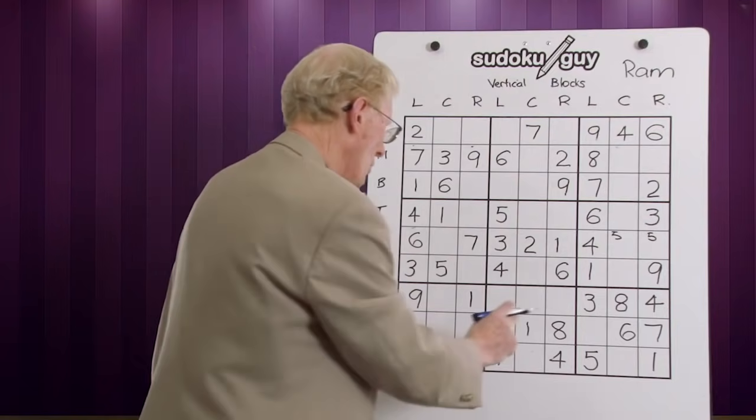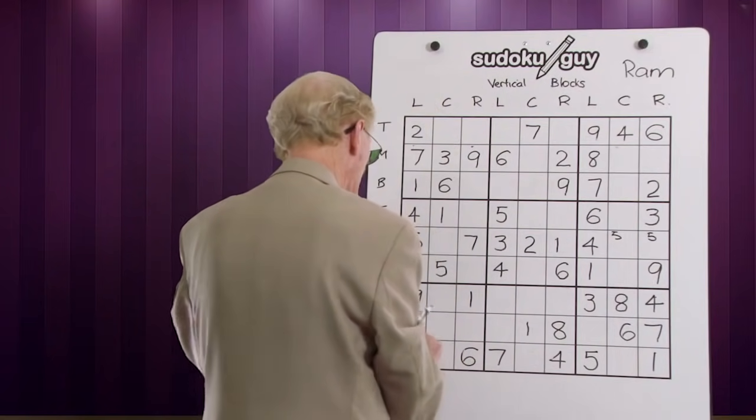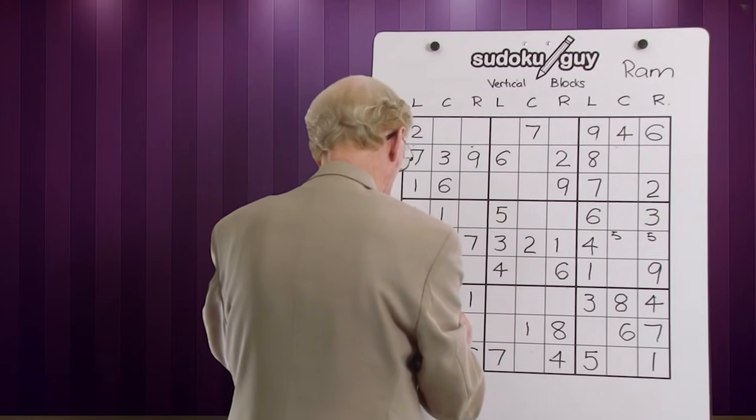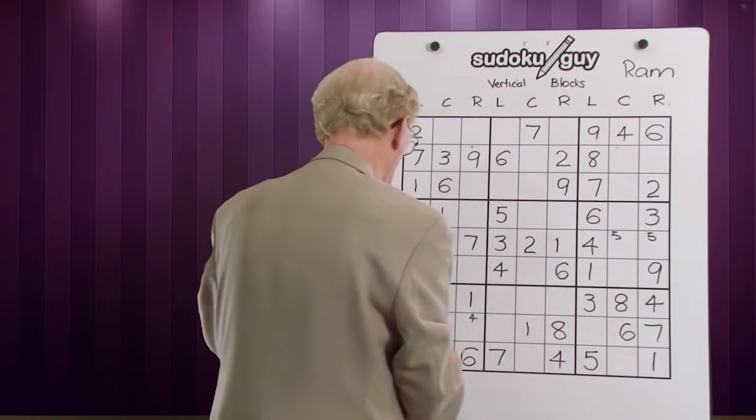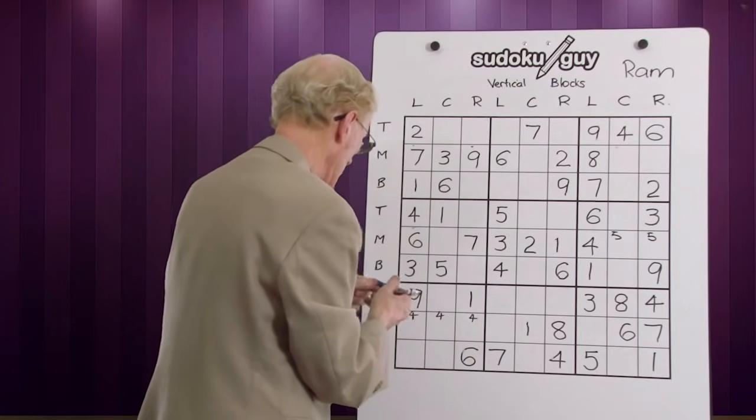4, we have 2 4s, a top here and a bottom here. So therefore, the 4s have to go in the middle. Now, we'll put a 4 in here, a 4 in here, and a 4 in here. And we look up. Oh, look here, there's a 4 there. So that means that this cannot be a 4.